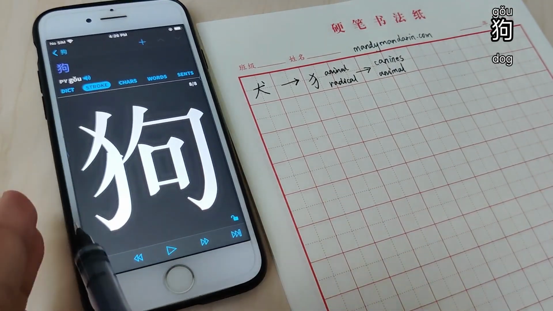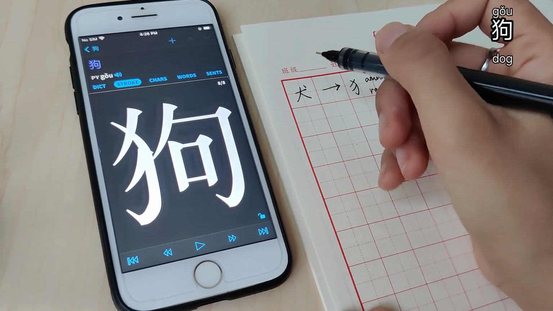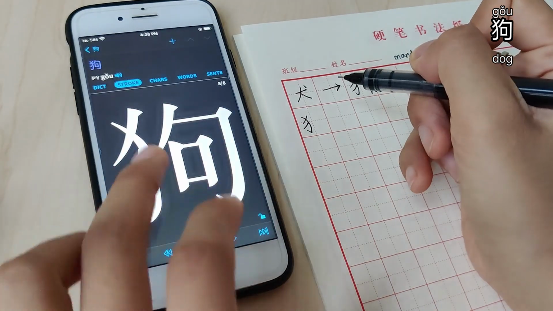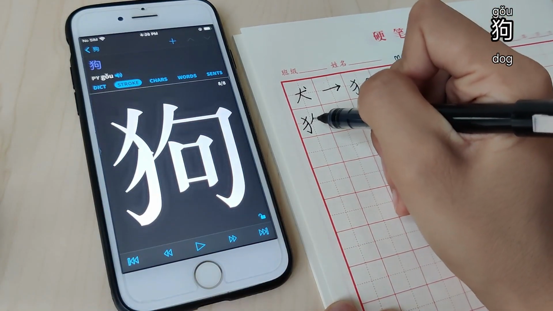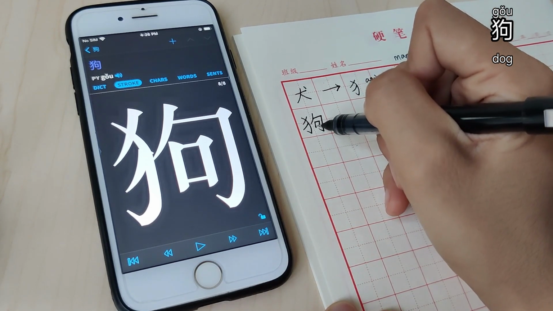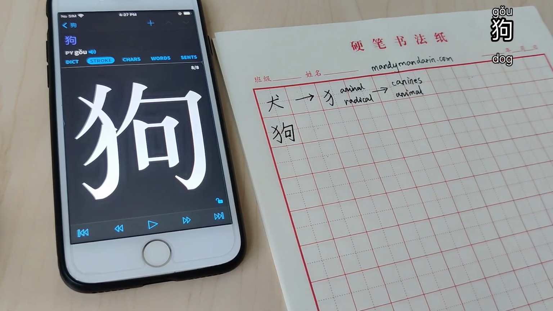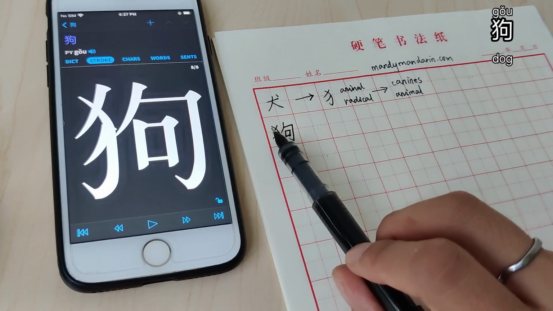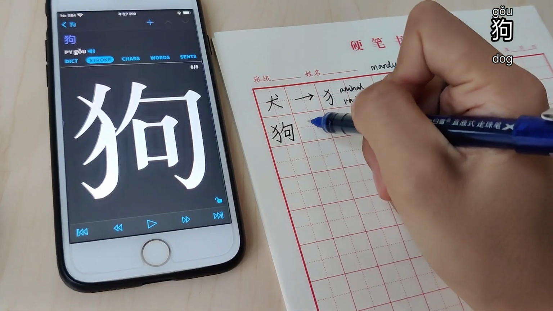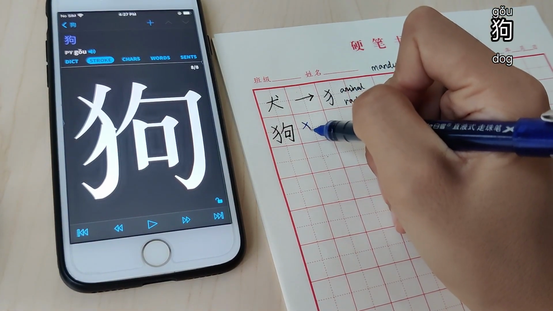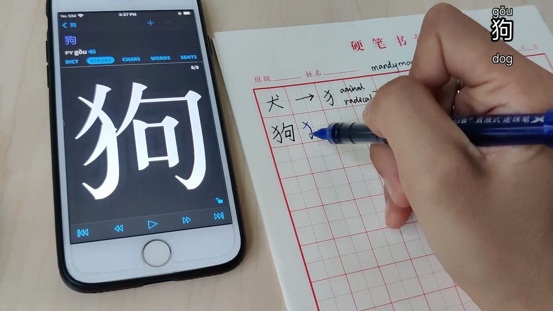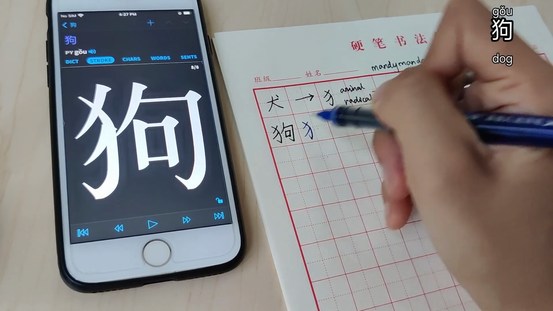We have the left-right structure. The left, 1, 2, 3. And then 4, 5. There's something that you might think is a little bit difficult, this stroke. It goes 1, and then you go cursive, and then a hook. This stroke should be cursive, like this.